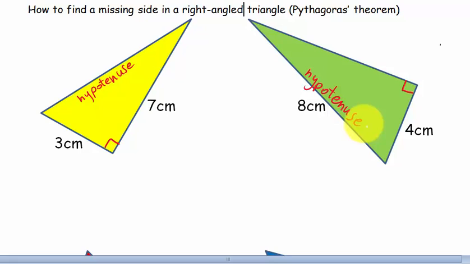It is important to identify which side is the hypotenuse before we start our solution, because depending on whether the side we're looking for is the hypotenuse or it isn't, the solution will have a plus or a minus in it. Every single time we're looking for something in mathematics, we call it the unknown. The most common letter for the unknown is X. We're looking for the side labeled X.